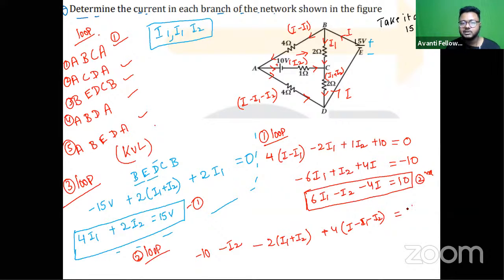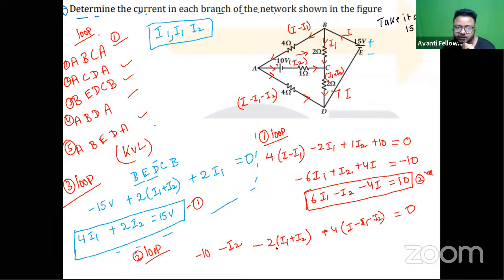This should be equal to how much? This should be equal to 0. So if you try to solve this, what will you get? See here minus 2 I1 plus I2, here plus 4. So it will become how much? Here also you have minus, if you take minus common outside, you'll be getting minus 10 minus I2. If you try to solve it, so let me write it down. Let me bring 10 over there, right? Okay.